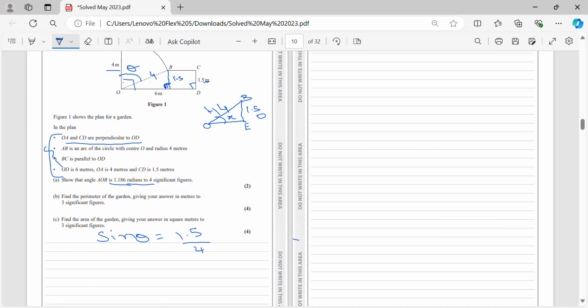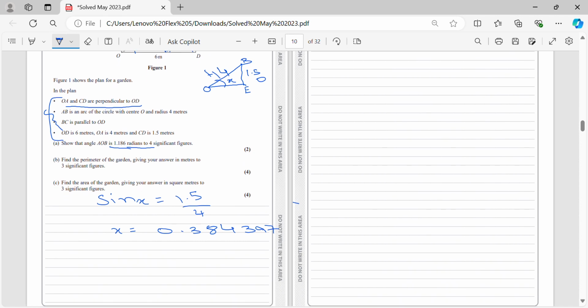So use the calculator: shift sine inverse. It is in radians, so make sure your calculator is in radians. Sine inverse of 1.5 over 4 is 0.38, so angle X is 0.384397.